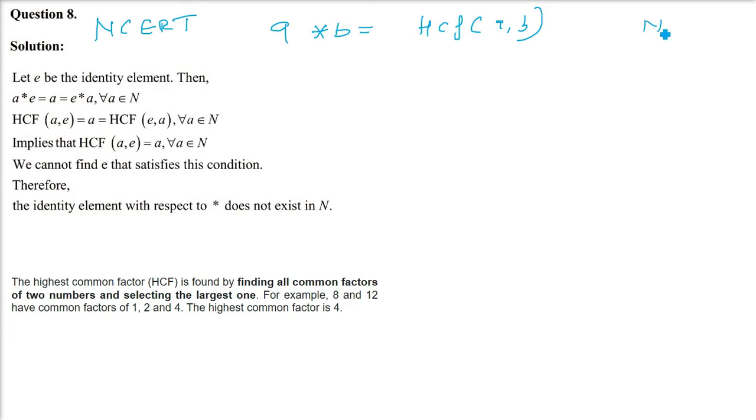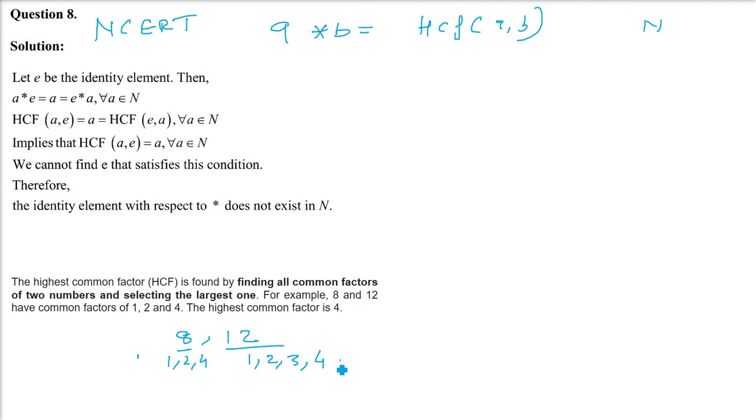This is the question. But just to revise or recall, we know HCF and LCM. The highest common factor is found by finding all common factors of two numbers and selecting the largest number. For example, 8 and 12. Let us find out all the common factors of two numbers. 8 is what? Let us find the factors first: 1, then 2, then 4, then 8. We have all of these as the factors of 8. For 12, we have 1 and 2 and 3 and 4 and 6 and 12. All of these are the factors of 12.